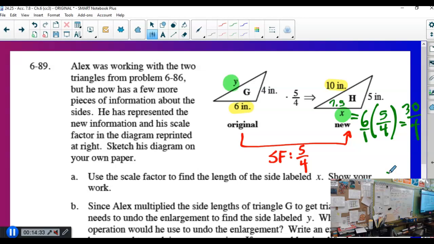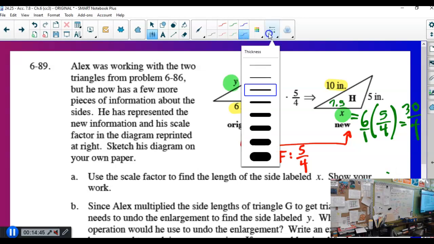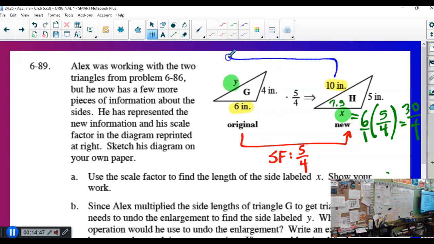But why, Eva, does it feel like it's going to be different? I mean, I divided 10 by 5/4. So Eva says she took 10 and divided by 5/4. Did anyone do something different?